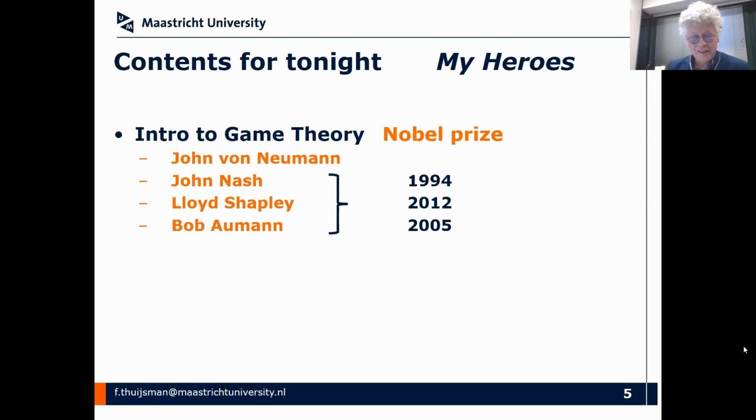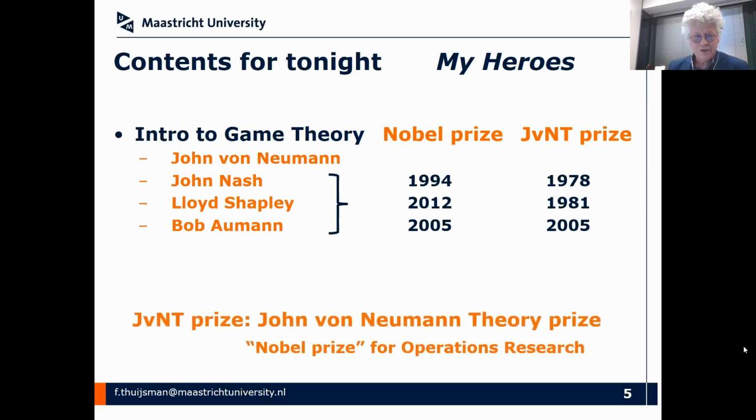They all got a Nobel Prize. You see here in what years they got it. And they also got the so-called JVNT Prize, which is the John von Neumann Theory Prize. So they're all connected to John von Neumann. They're all mathematicians. There's no Nobel Prize for mathematics, but there is something similar for operations research, which is a subfield of mathematics, where decision problems are being examined. This John von Neumann Theory Prize has the flavor of being something like a Nobel Prize for operations research.